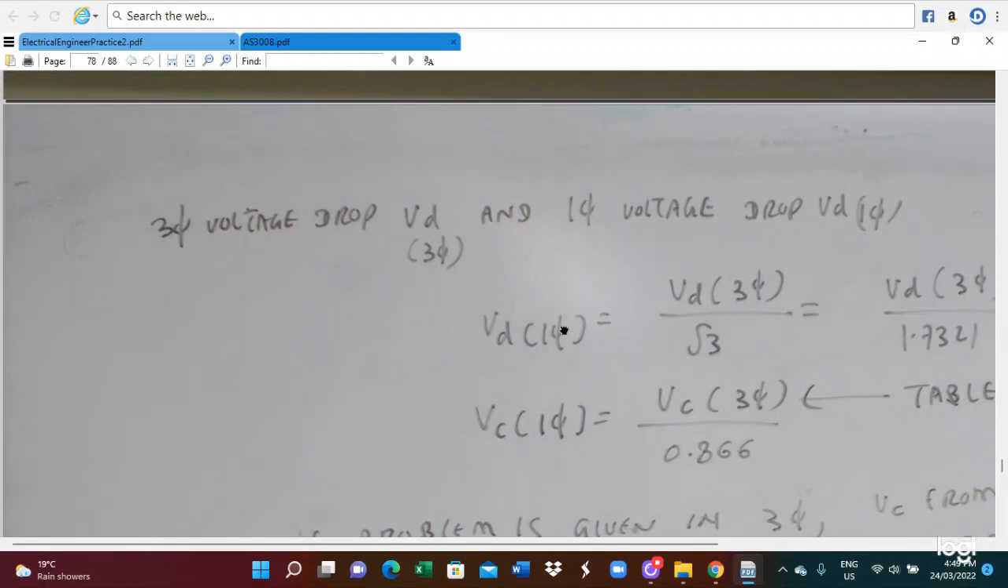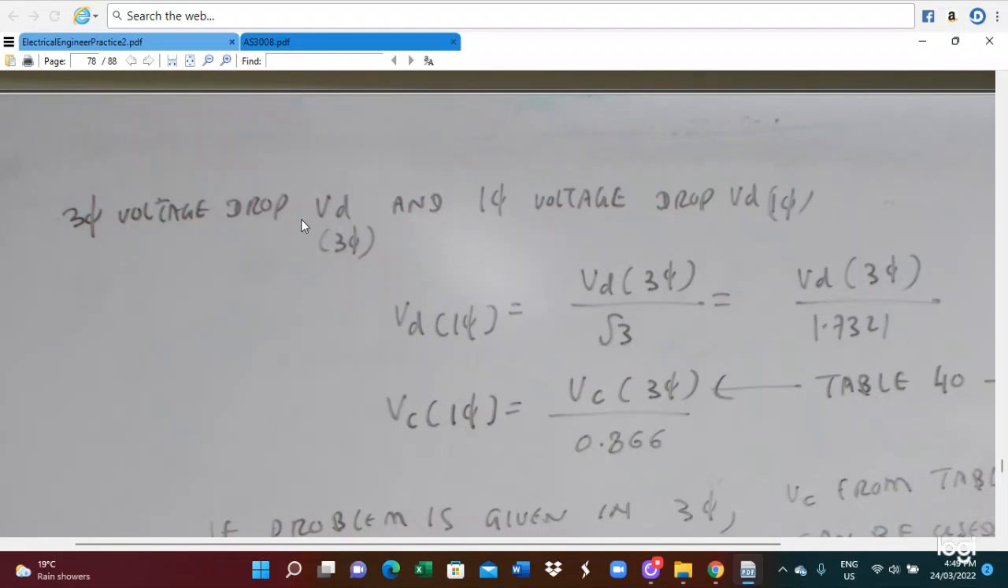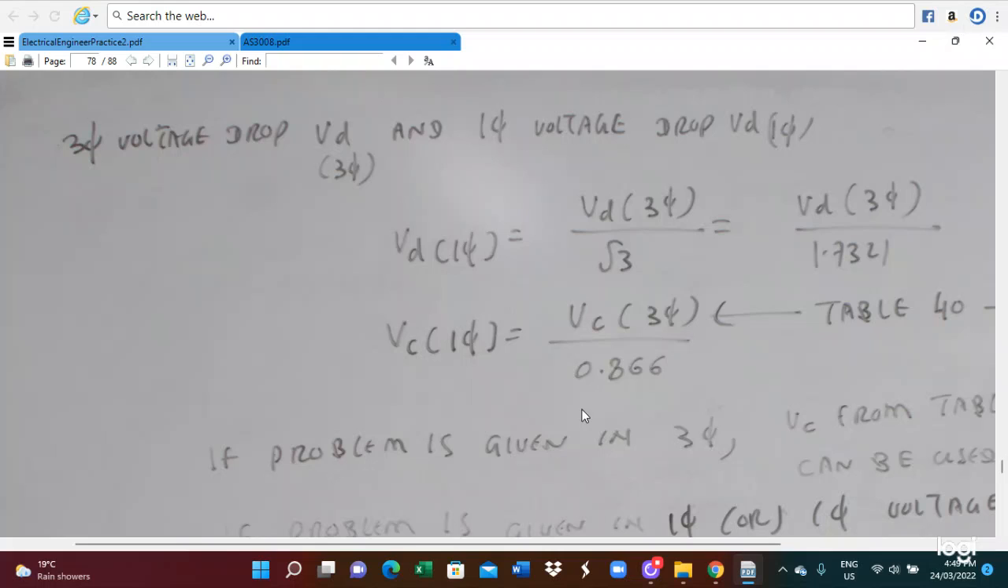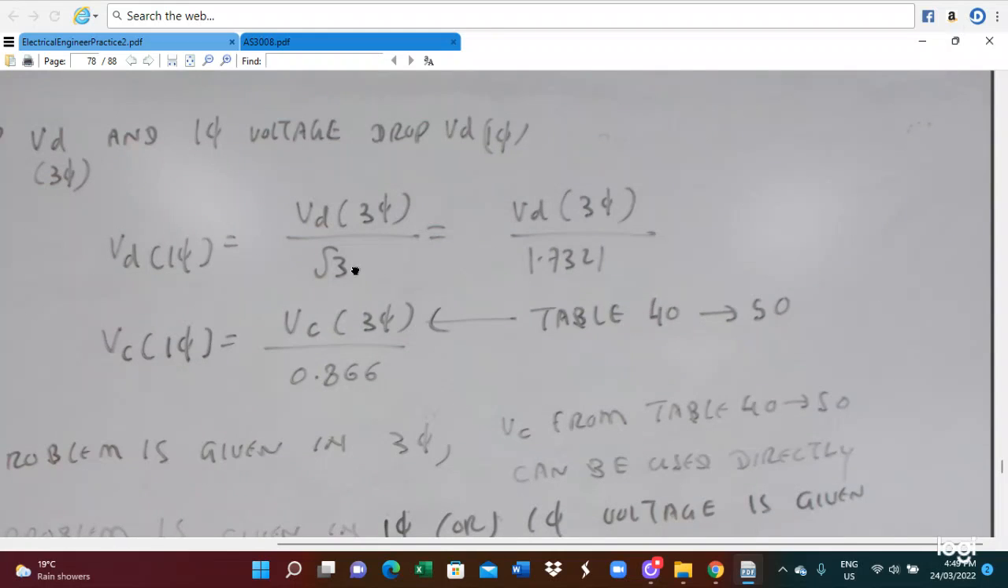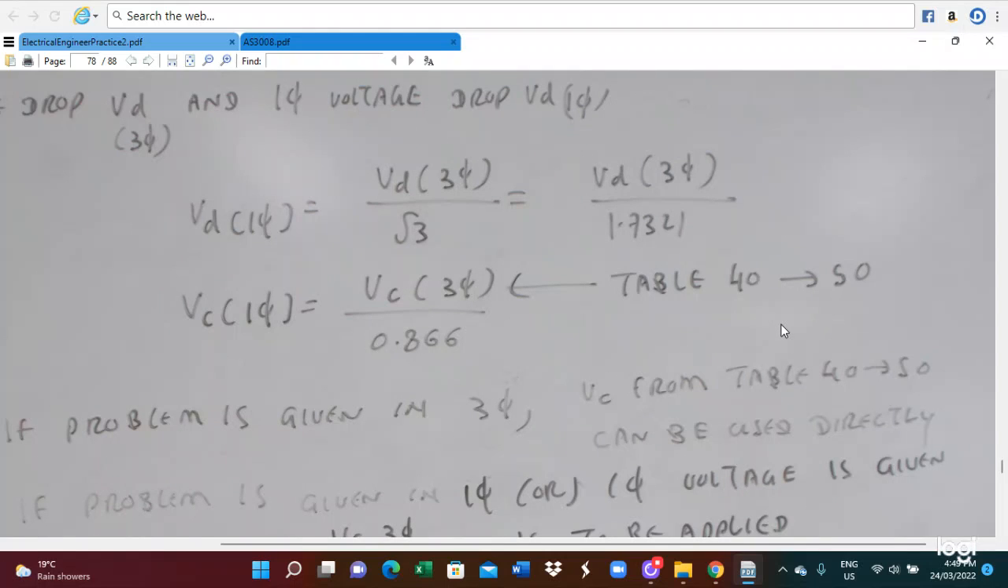So the next one is the three-phase voltage drop. Three-phase voltage drop and single-phase voltage drop calculation. If you are using the single-phase voltage drop, it is the three-phase voltage drop by √3, or the single-phase VC is the three-phase VC divided by 0.866. So that all the tables are 40 to 50. In this case, we got the three-phase VC. So this three-phase VC needs to be divided by 0.866. Then you can calculate the VC value.